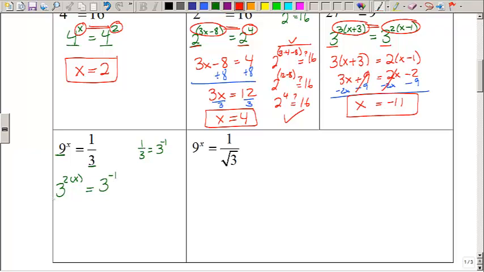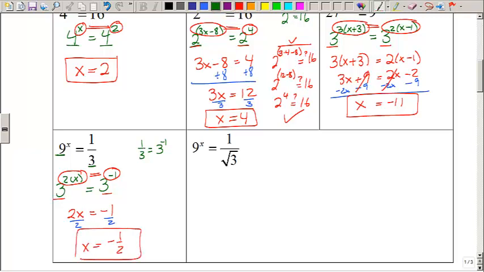Are my two bases the same? Well, sure they are. Now that I've rewritten them as the same base, then the exponents must also be equal to each other. So I have 2x is equal to negative 1. Solve my linear equation to get x is equal to negative 1/2.